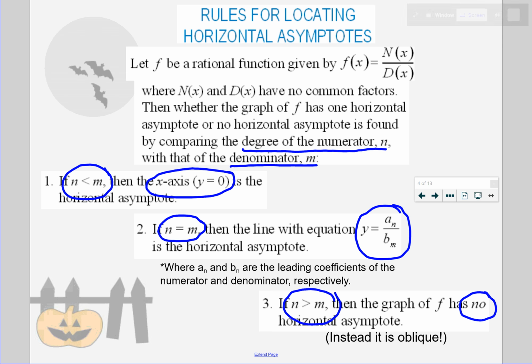That is the case where we will have an oblique asymptote, which means a diagonal asymptote instead, and we'll talk about that a little later on. So for right now, if you were finding horizontal asymptotes and n is bigger than m, you would just say none. Okay, so make sure you have these 3 cases. n is less than m, horizontal asymptote, y equals 0. n is equal to m, y equals, divide the leading coefficients. n is greater than m, there is no horizontal asymptote. It will instead be oblique.